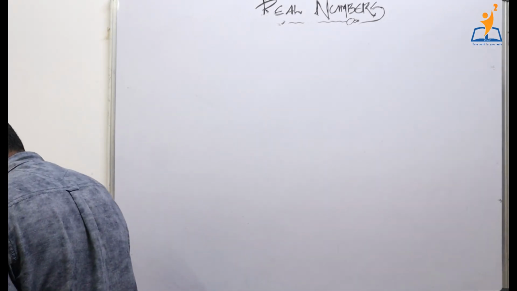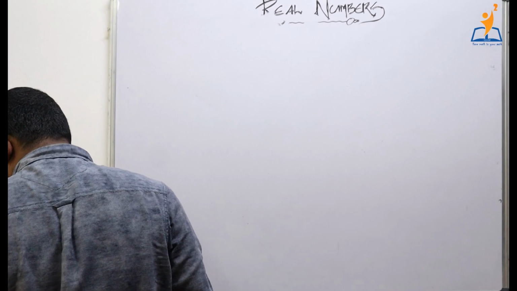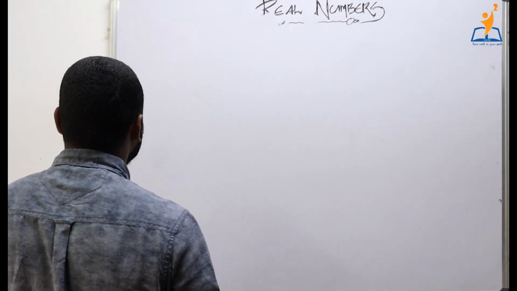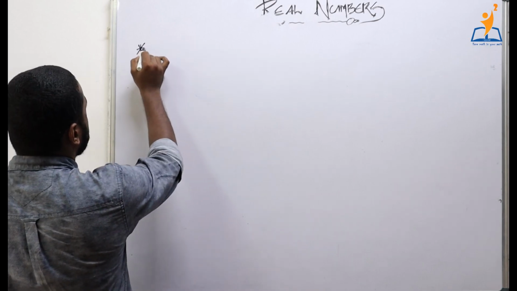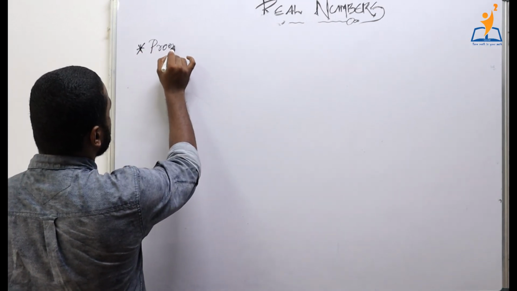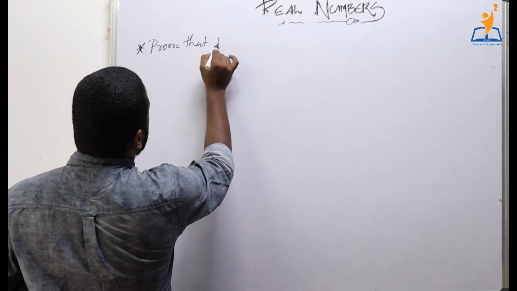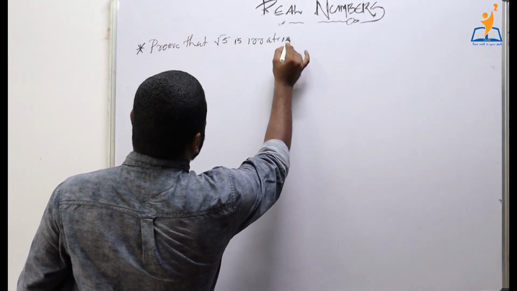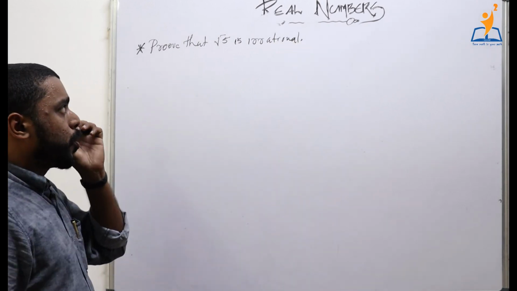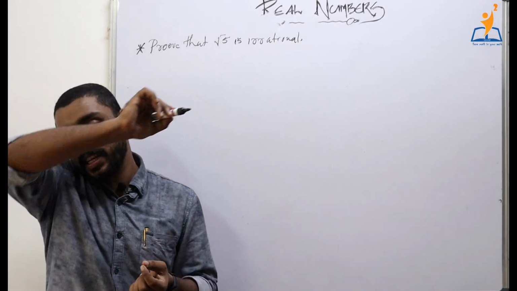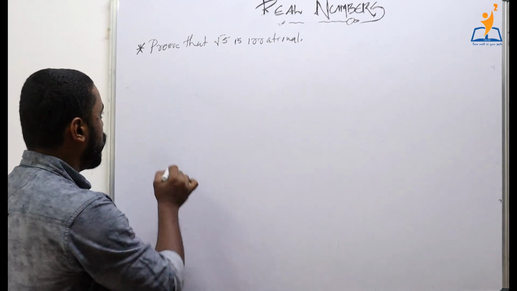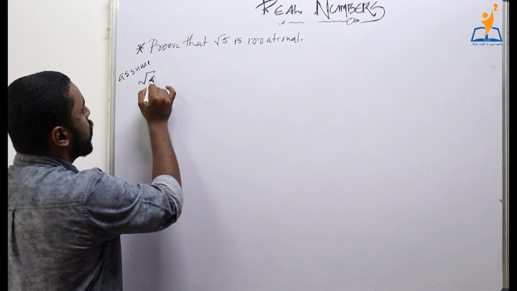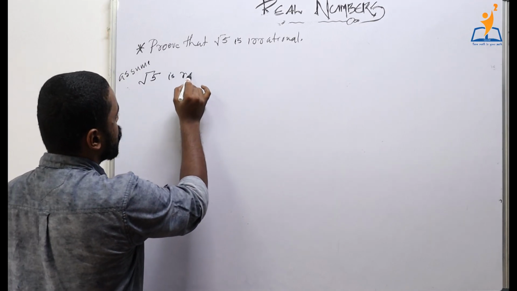So shall we move to the problem section? The first question of exercise 1.3: prove that root 5 is irrational. Now you are able to prove this by the proof just like the previous proof. First of all we have to assume root 5 is rational.